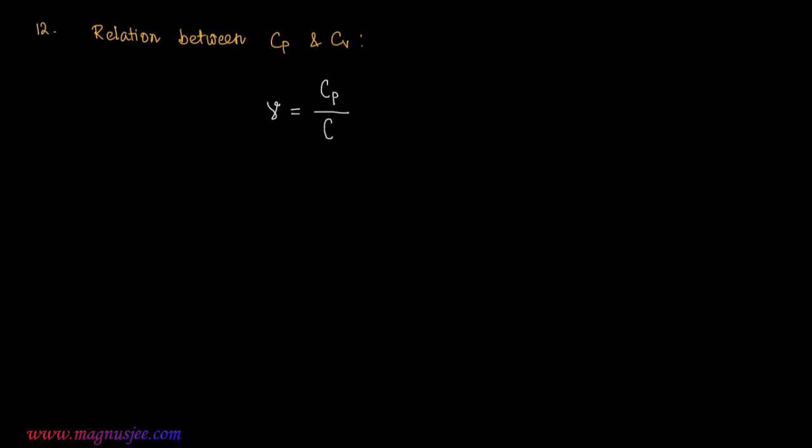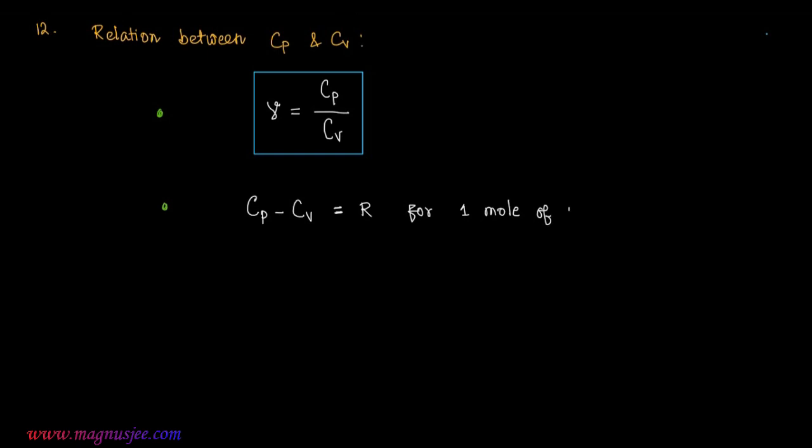Gamma is the ratio of molar specific heat of the gas at constant pressure and volume. That means gamma is equal to Cp by Cv. And also Cp minus Cv is equal to R, where R is the universal gas constant. Cp minus Cv is equal to R for 1 mole of gas. That means the difference between the molar specific heats of the gas will be equal to the universal gas constant R.